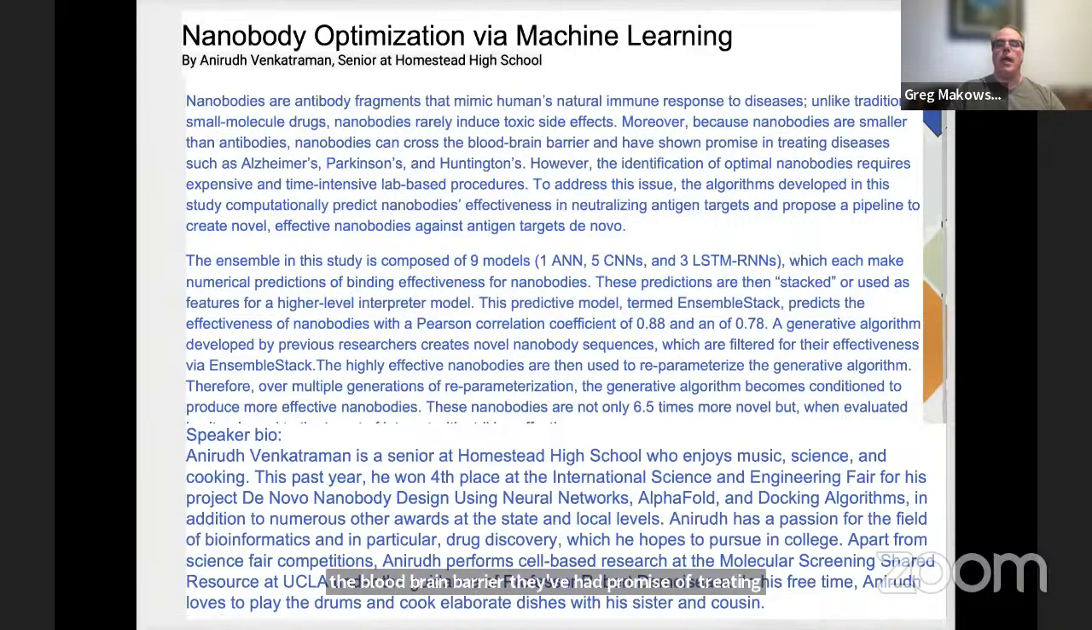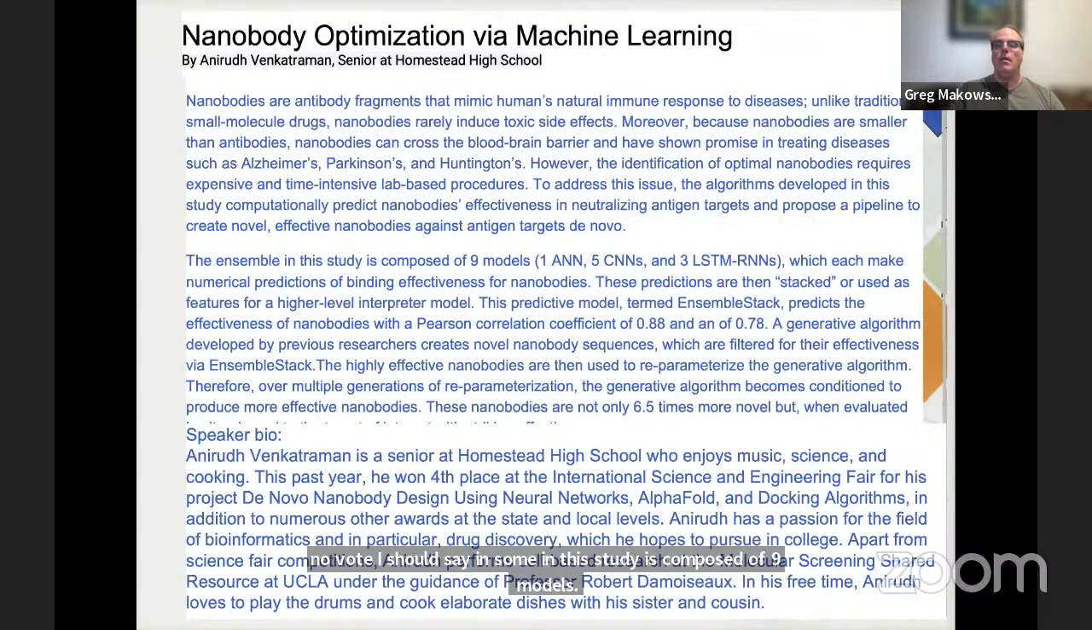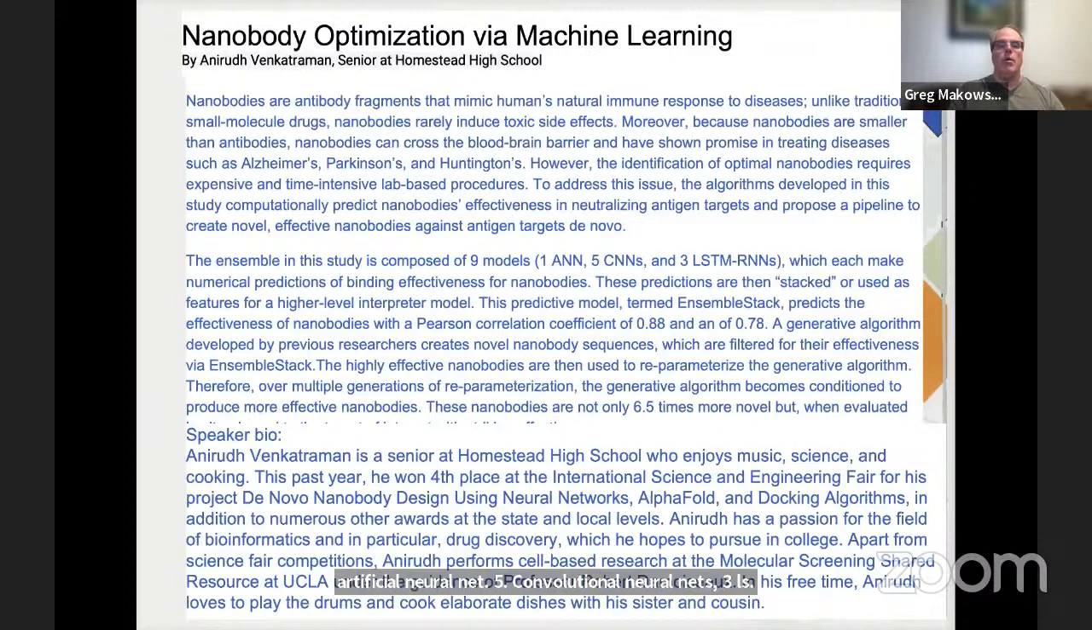The identification of optimal nanobodies requires expensive and time-consuming lab-based procedures. To address this issue, the algorithms developed in the study computationally predict the nanobody's effectiveness in neutralizing antigen targets and propose a pipeline to create novel, effective nanobodies against antigen targets in vivo, or de novo, I should say. The ensemble in this study is composed of 9 models: an artificial neural net, 5 convolutional neural nets, 3 LSTMs, which make up the numerical predictions of the binding effectiveness for the nanobodies.